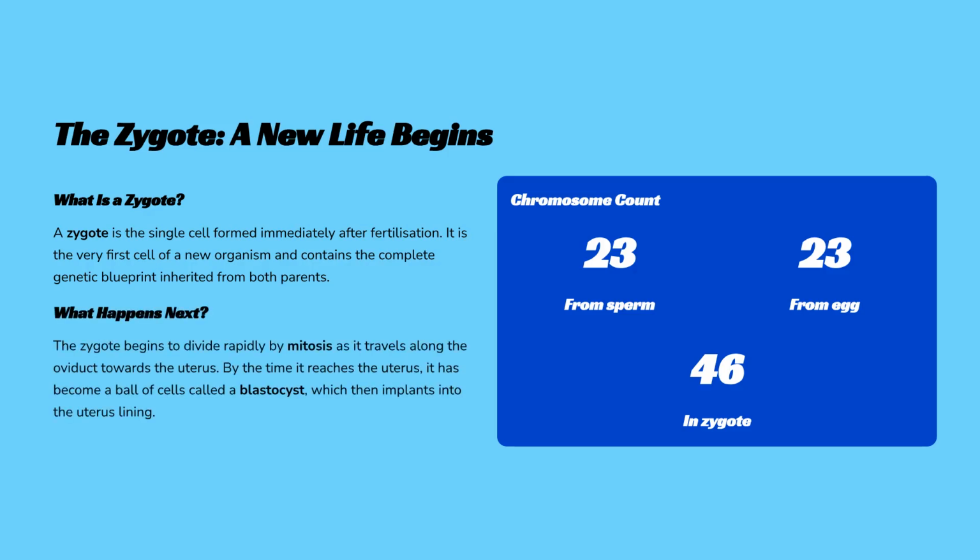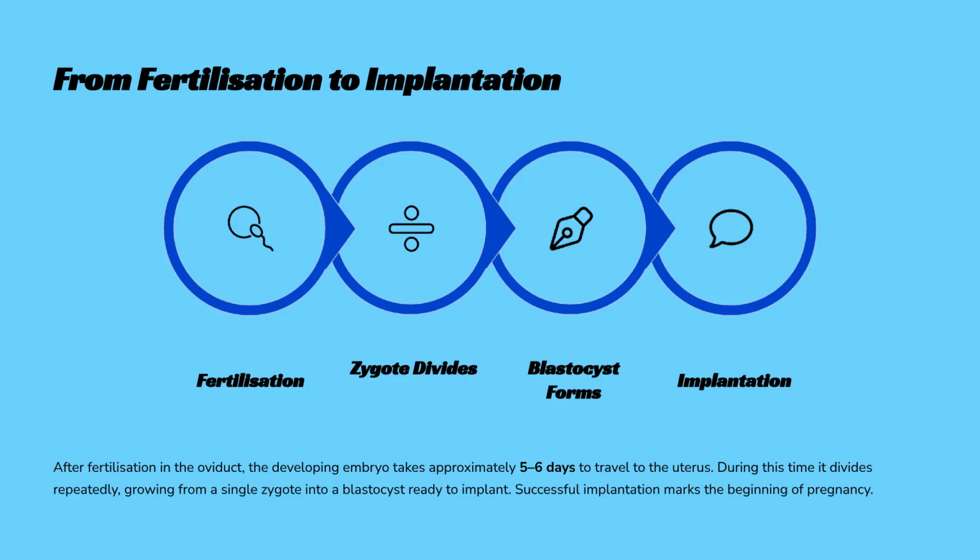As it travels down the oviduct, it undergoes rapid cell division through mitosis to become a ball of cells called a blastocyst. It takes approximately 5 to 6 days for the developing embryo to reach the uterus. During this transit, the zygote transforms into a blastocyst. Successfully implanting this blastocyst into the thickened uterine wall is the official start of a pregnancy.